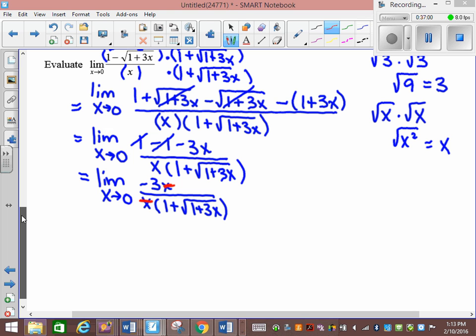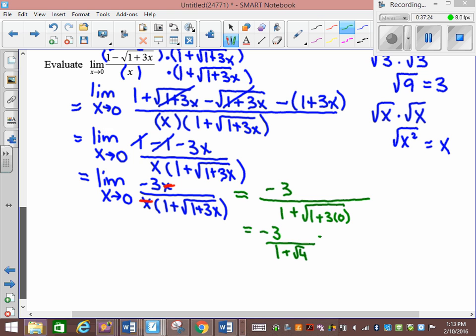So once I get rid of my issue, I can do direct substitution. So now my limit word goes away, and I just fill in 0. So I get negative 3 over 1 plus root 1 plus 3 times 0. So it's going to be negative 3 over 1 plus root 4, or negative 3 over 1 plus 2, or negative 3 over 3, or negative 1.